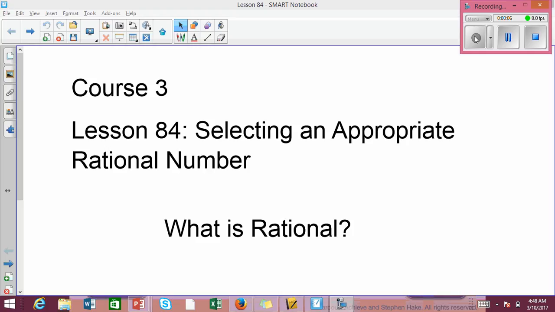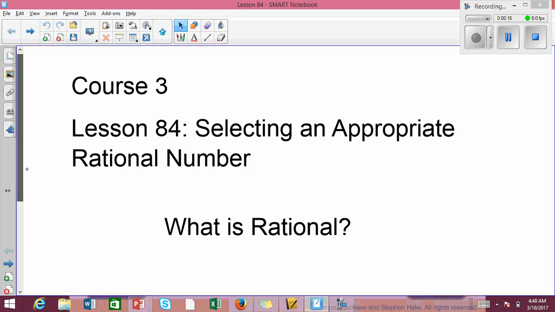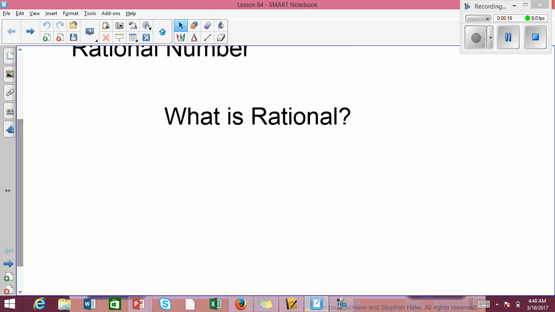Today we're on Lesson 84. We're talking about selecting an appropriate rational number. The first thing we need to discuss before we can even jump into this lesson is what is rational. What does rational mean? So I want you to think about rational numbers, brainstorm, put your ideas down, see if they are the same as mine. So you would have to pause your video.